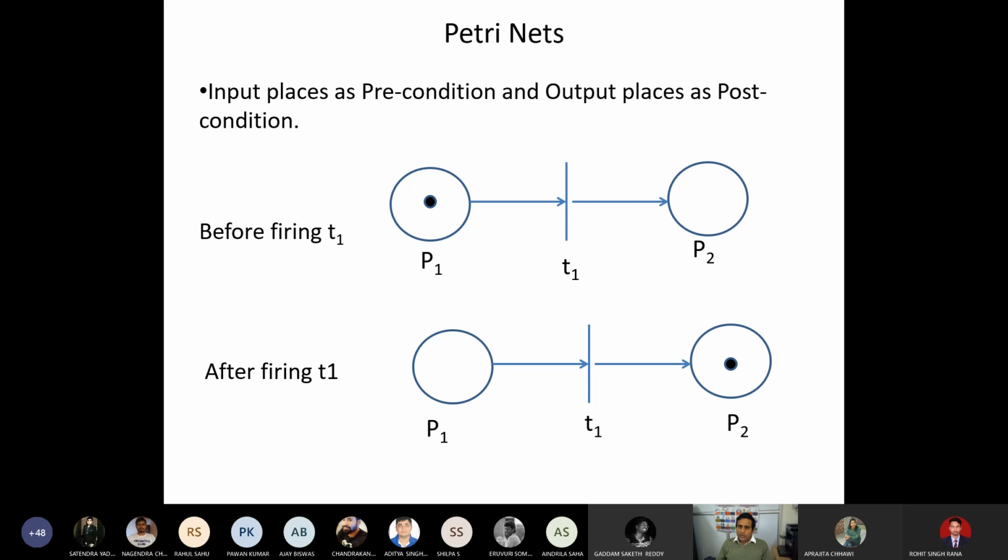After firing T1, what will happen? Now the token from this input place is removed and the token will be added to the output place. So now this input place cannot fire transition T1 because it has no token. Now P2 has a token. If this P2 is further connected to some other transitions, now that transition will be fired. Do you understand? Any doubt so far?